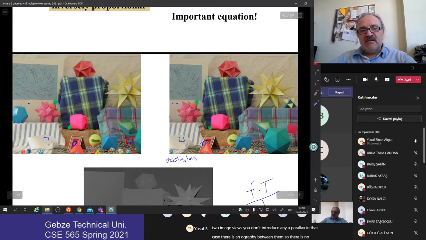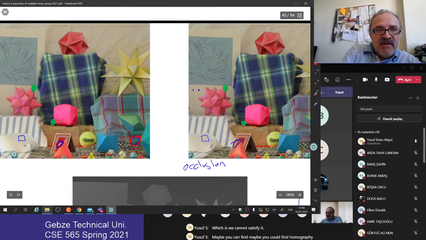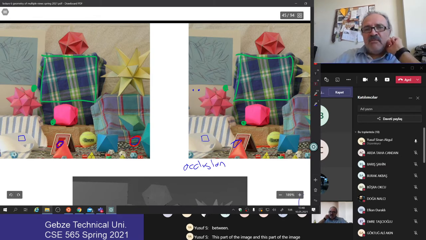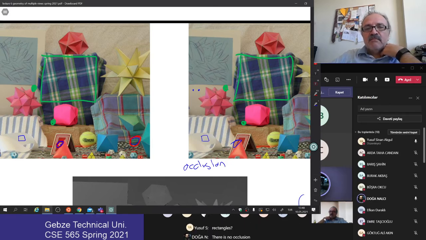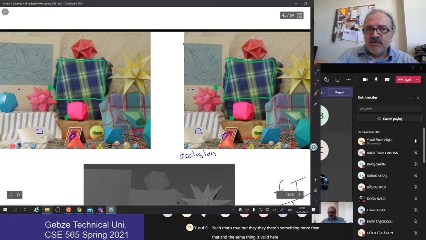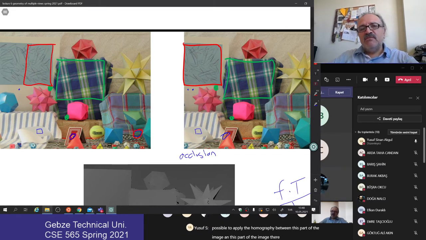We cannot satisfy it. Maybe you could find a homography between this part of the image and this part of the image. Why? Tell me why there is a homography between these two green rectangles. There is no occlusion in this part of the image. Yeah, that's true, but there is something more than that. And the same thing is valid here. It is possible to find the homography between this part of the image and this part of the image. There is a homography between these two.